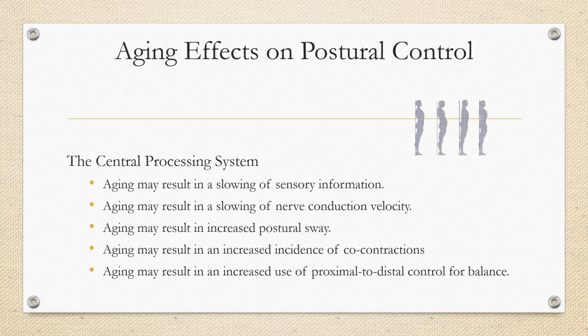The CNS and the central processing system with aging can result in slowing of sensory information to the brain, increased postural sway, increased incidence of co-contraction, so everything kind of freezes up, and then increased use of the proximal to distal control for the balance, like we talked about the hip strategy, as opposed to using distal to proximal control like the ankle strategy.